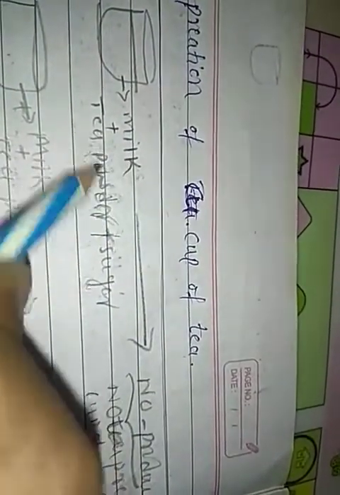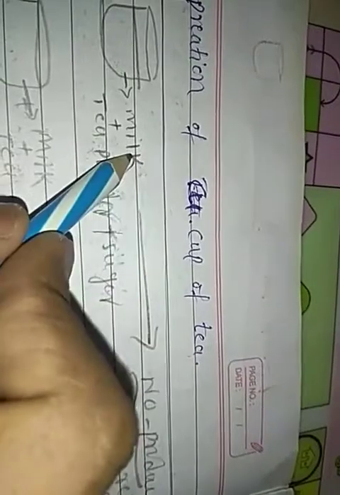Why? Because we are not introducing heat here. It means for a chemical reaction, milk, tea powder and sugar, all the things we are mixing. After mixing, it does not prepare the cup of tea, because we are not introducing heat.